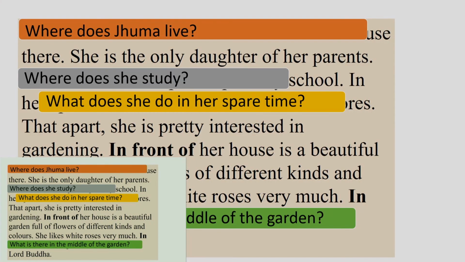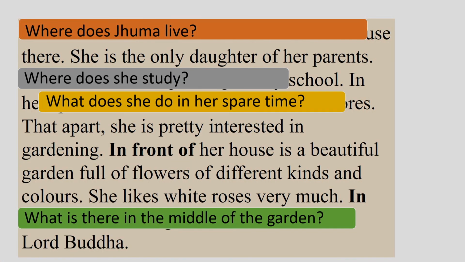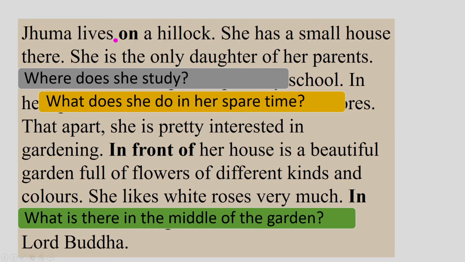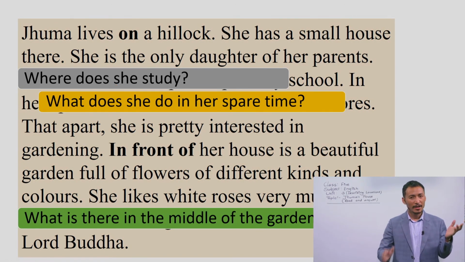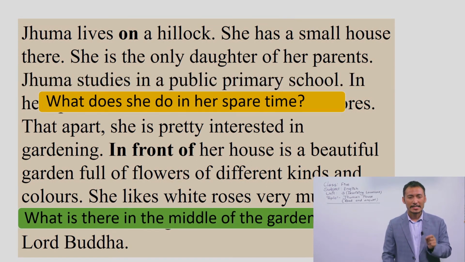So, let's guess. Where does Zuma live? Can you guess? She lives where? Yes, she lives on a hillock. Let's see, is it right or not? Yes, you can see here Zuma lives on a hillock, right? Next, let's guess the answer. Where does she study? What kind of school was that? A public school. Was it a public school? Let's see. Oh yes, it's right. She studies in a public school.